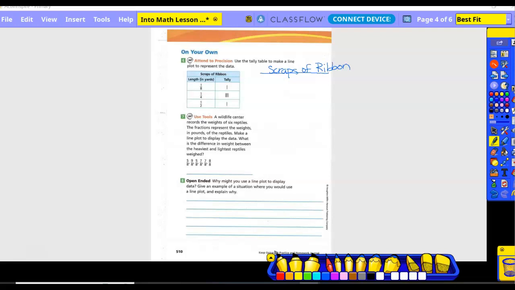Okay, then I'm going to have my line plot. Okay, what am I going to do? What's my least amount? 1/8 and 1/2. 1/8, okay. But what do I need to do? Can I just go from 1/8? No, okay. So I would start at 0, right?